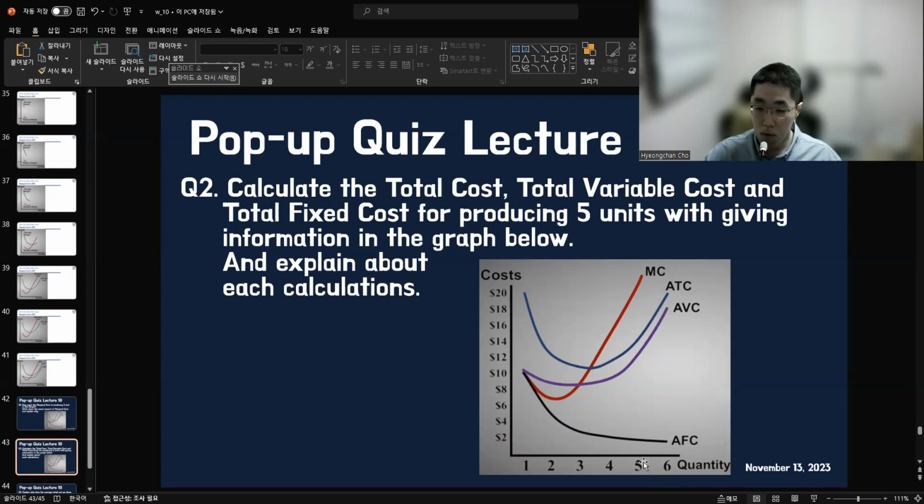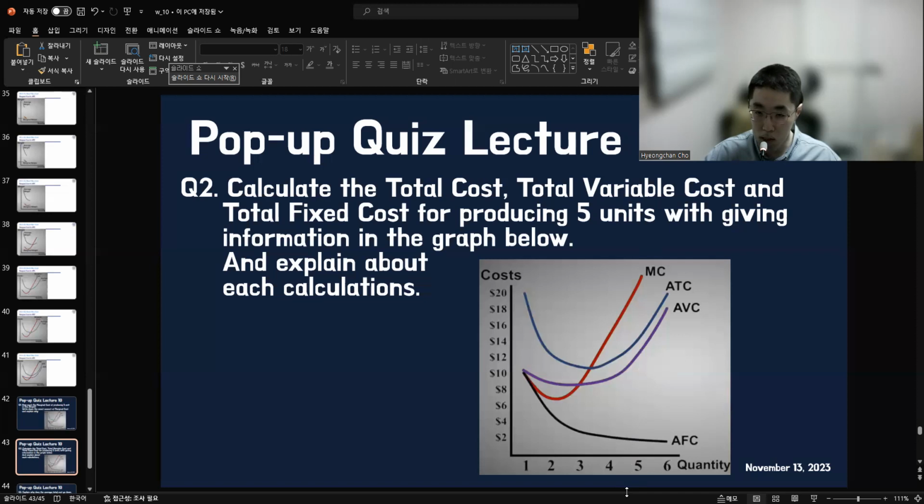So the average total cost that you must find will be here, right? Here, and you must multiply this number by the quantity 5. The actual number multiplied by the quantity 5 will be the amount of total cost.